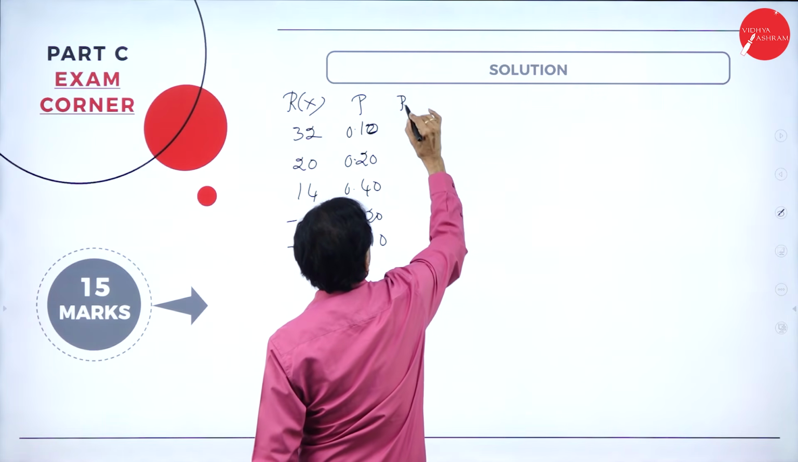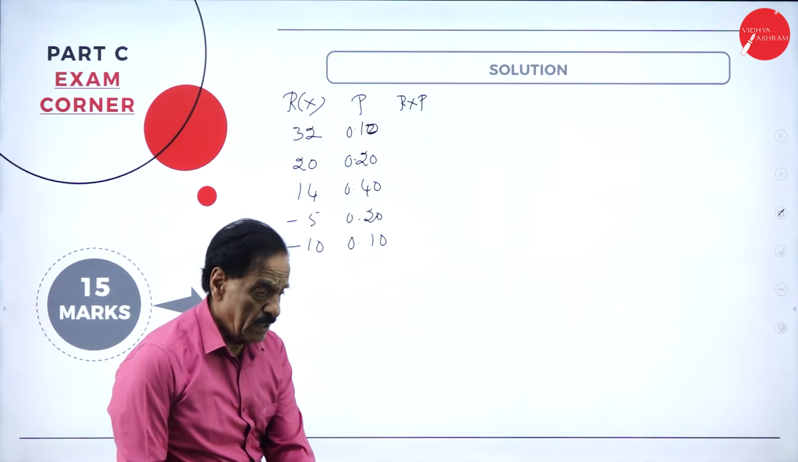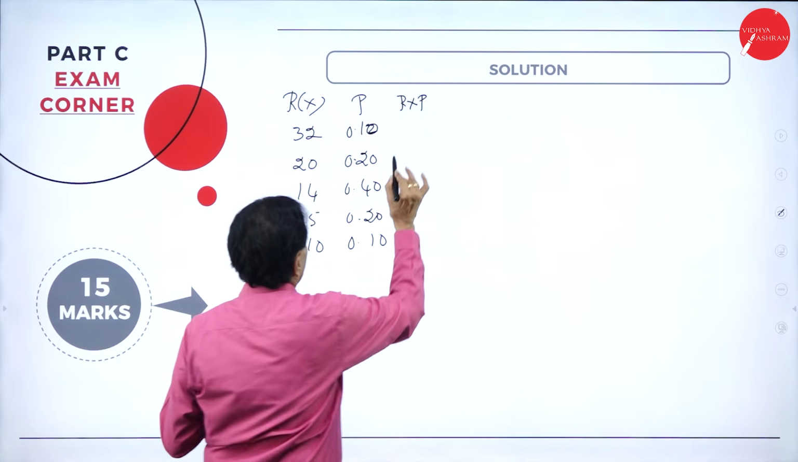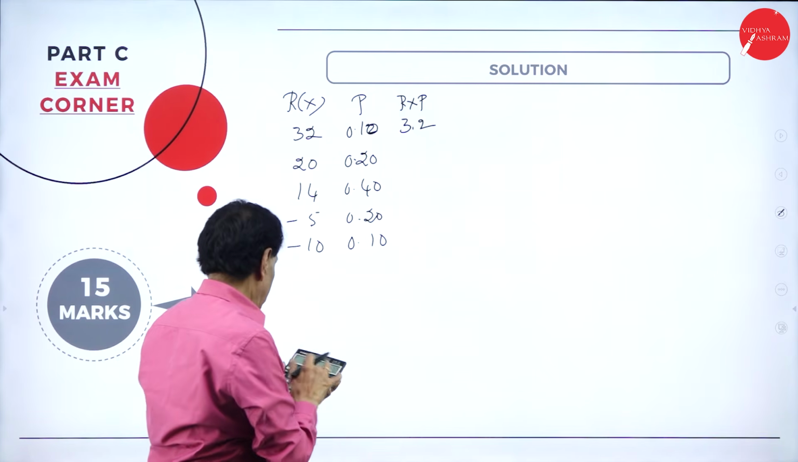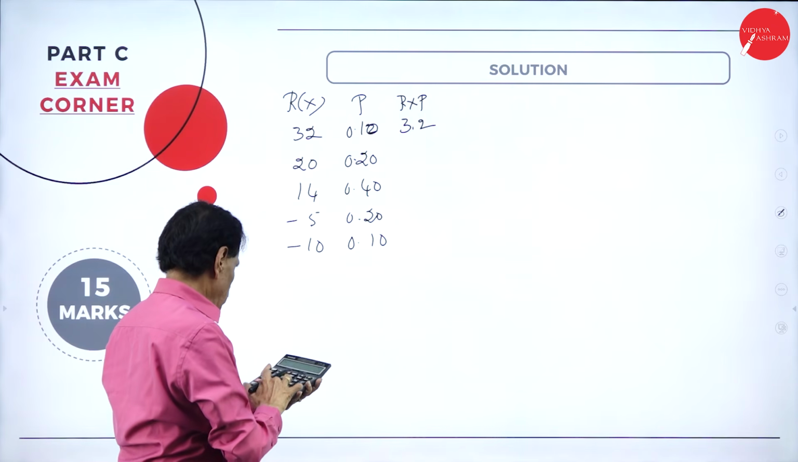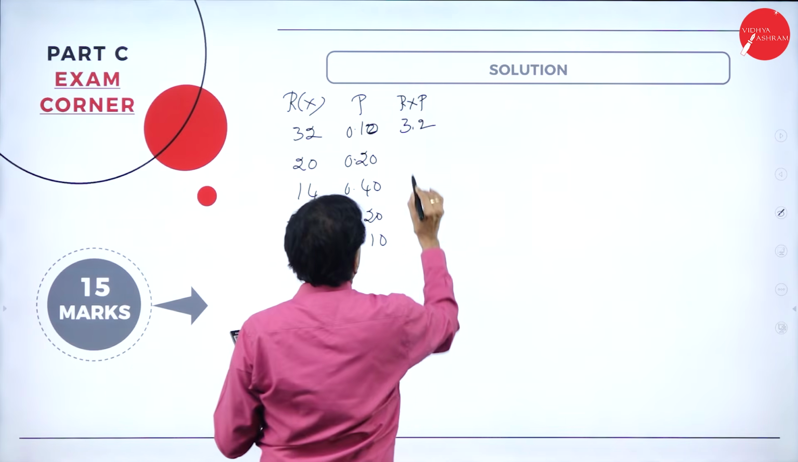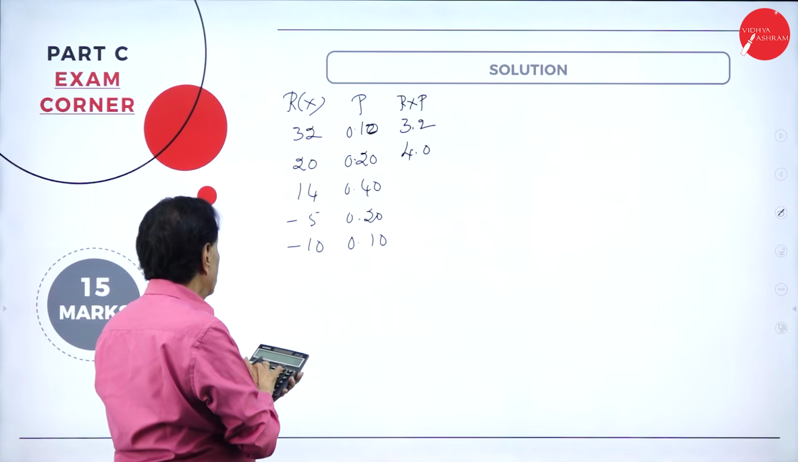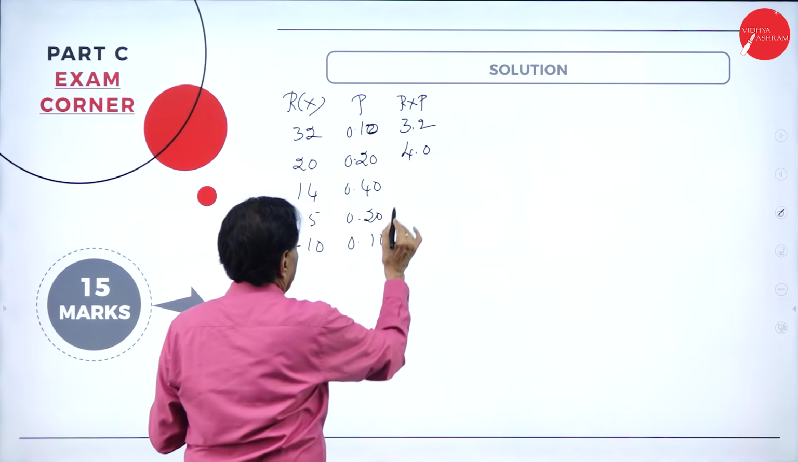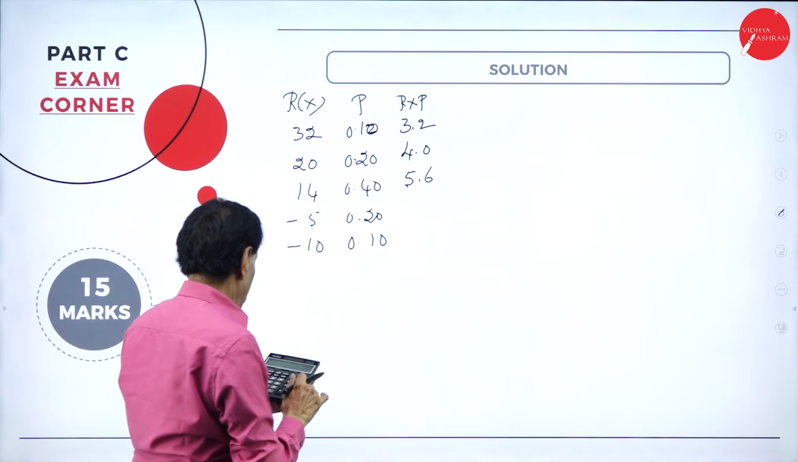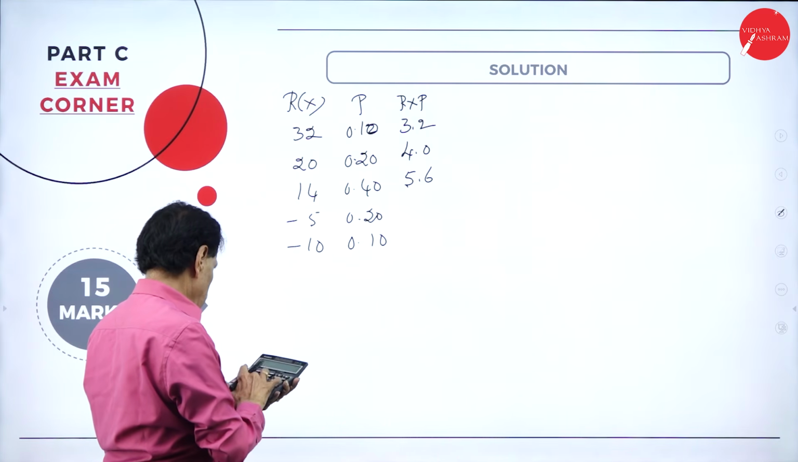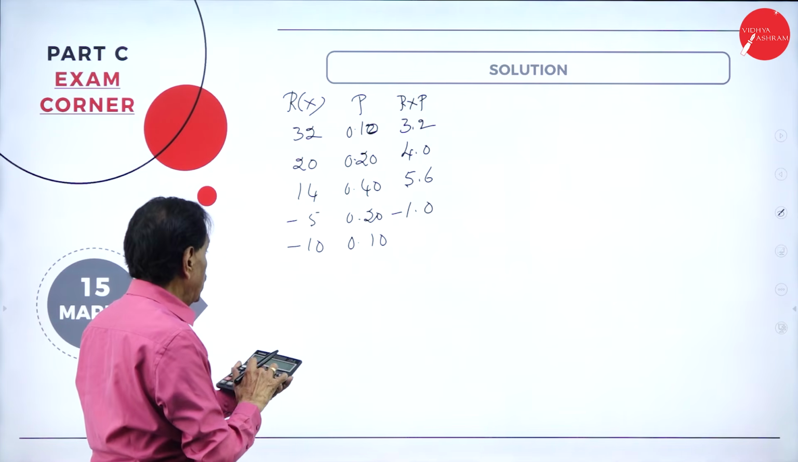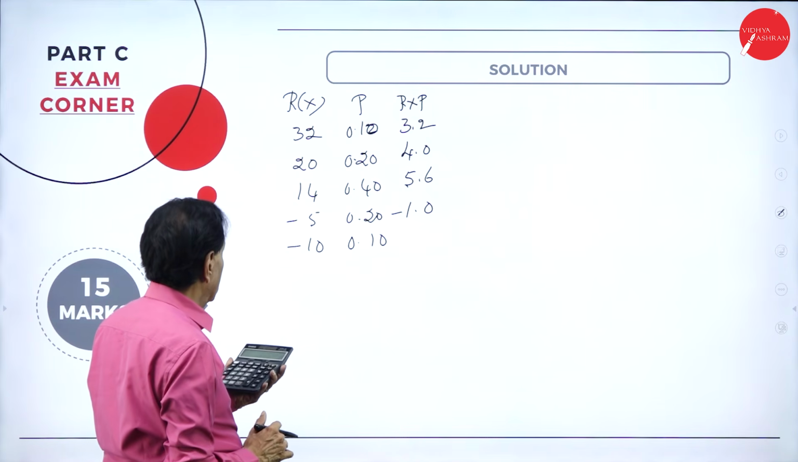Now R into P. 32 into 0.10 is 3.2. 20 into 0.20 is 4. 14 into 0.40 is 5.6. Minus 5 into 0.20 is minus 1. Minus 10 into 0.10 is minus 1.